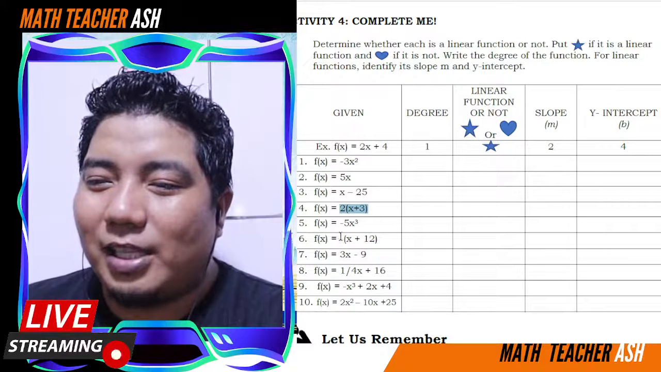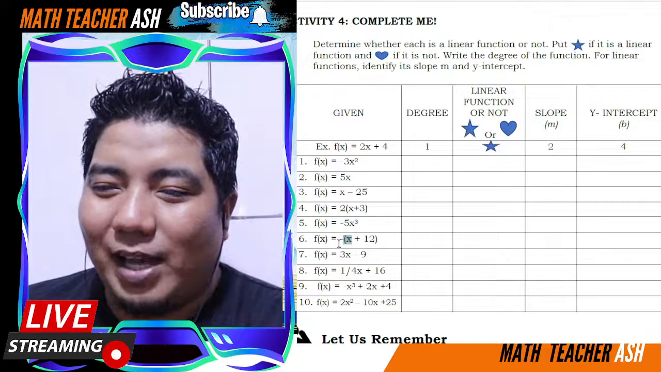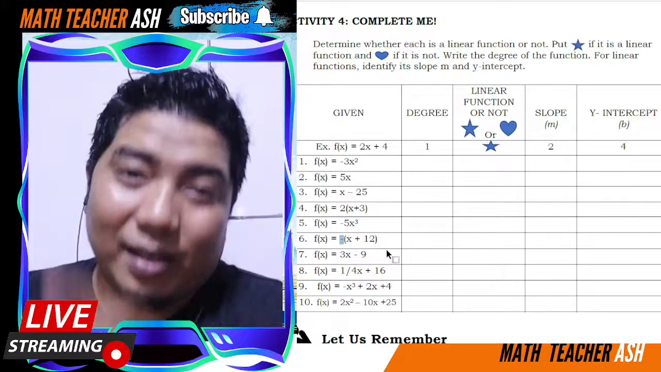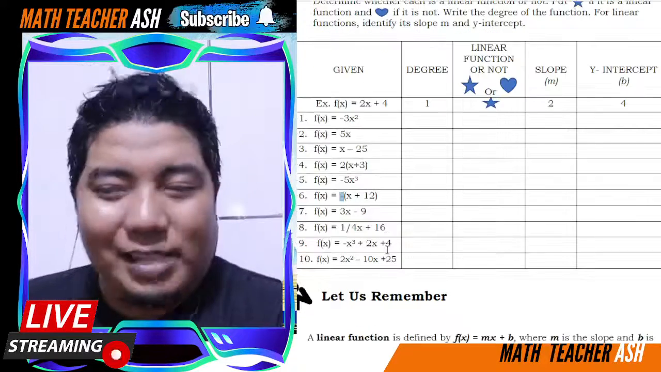Ito naman, i-distribute nyo muna itong negative. Yan. Okay, may negative dito sa labas. So, i-distribute nyo sa loob para mawala ang parenthesis. Okay, and same goes here.